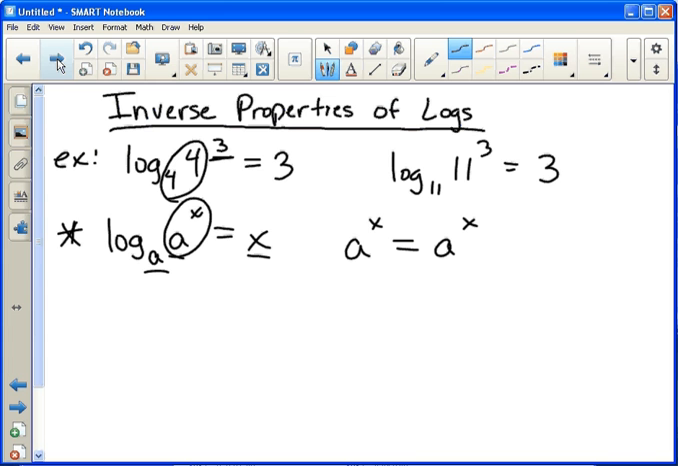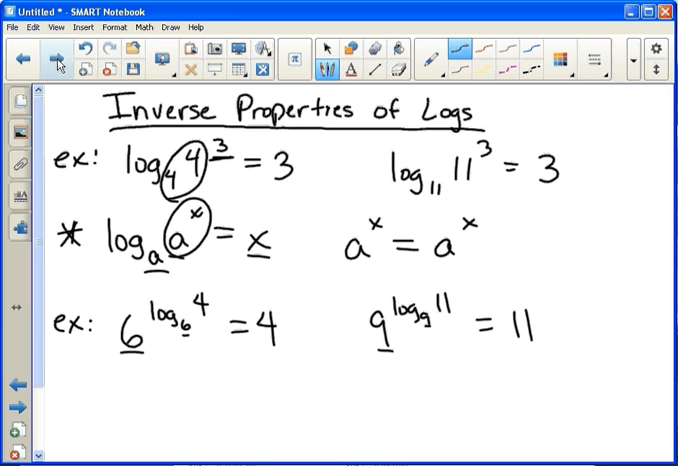You can also go the opposite way. Let's say we have 6 raised to log base 6 of 4. Well, since this 6 and this 6 match, it's just going to turn out to be 4. Or if we have 9 raised to the log base 9 of 11, then our answer will just be 11. Because if these two match, then they're just going to cancel each other out, and you'll just be left with 11. So the rule for this one is that if you have a raised to log base a of x, your answer will just be x.